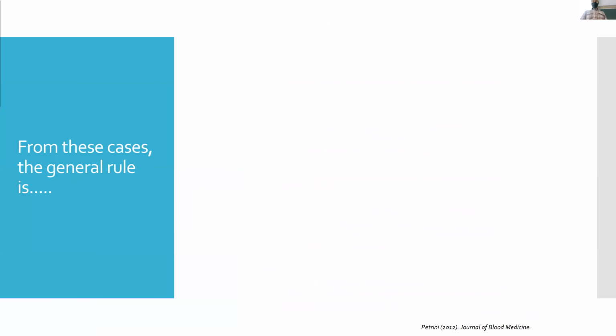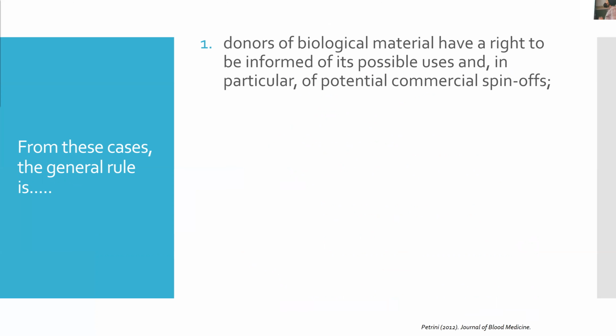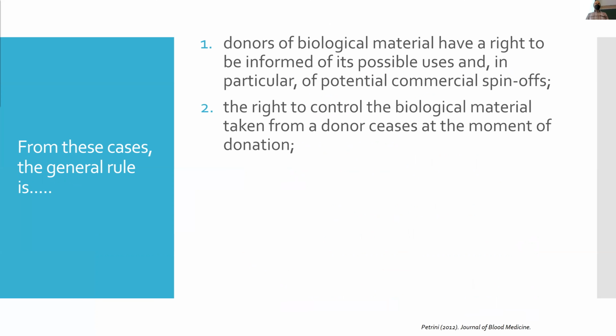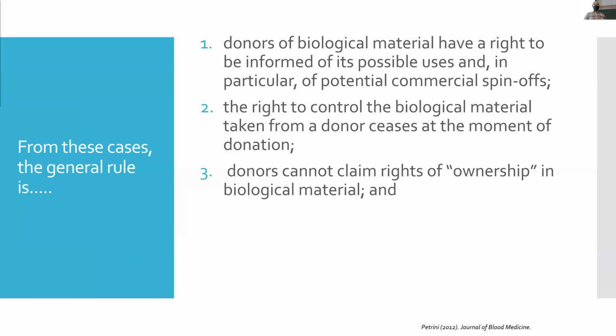And so what has arisen from these cases is a few general rules about tissue collection. The first is that if you're donating biological material, you have a right to know how and where it's going to be used, and in particular, if it's going to be used in any kind of money-making scheme. Also, the right to control that material and determine who gets it and what's done with it ends after it's collected. So you can know ahead of time what's going to be done with it, but as soon as it's collected, you lose any control over where it goes. And so you can't claim ownership of that material. Once that part of your body leaves you and is collected, it's not yours anymore.